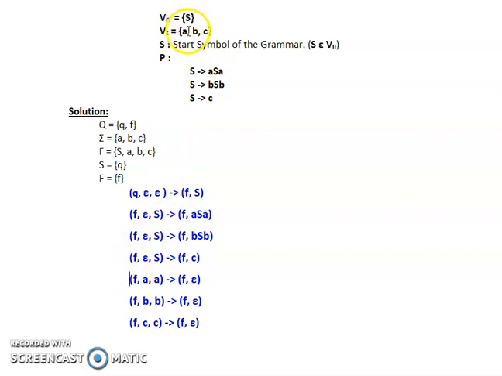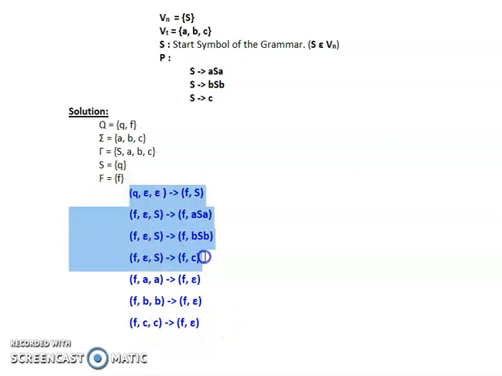So the first transition is done for your a. So f, a as an input and a as the top of the stack goes to f comma epsilon. That means you are removing a out of the stack. Then for the second input symbol b, f comma b, b, that means input b and top of the stack b, you are removing b out of your stack, replacing it by epsilon. And the third symbol is your c. So f as the state and c as the input symbol and c on the top of the stack, you are replacing the top of the stack by epsilon.